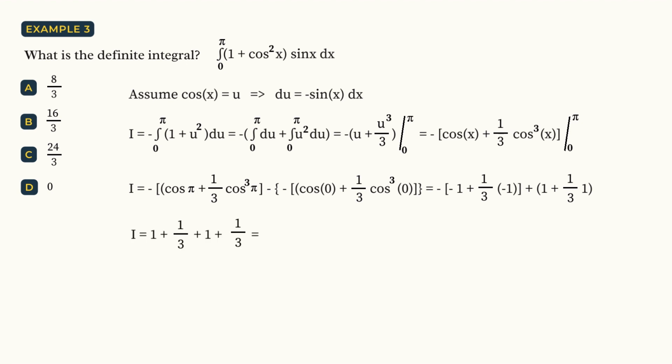So again, let's do the calculations. We have our integral equals minus and minus, as we've talked, is plus. So we'll have 1 plus, again, minus plus minus is 1, 1 over 3, plus 1 plus 1 over 3. To simplify this, we get 3 plus 1 plus 3 plus 1 over 3. And this equals 8 over 3. So the correct answer is A.